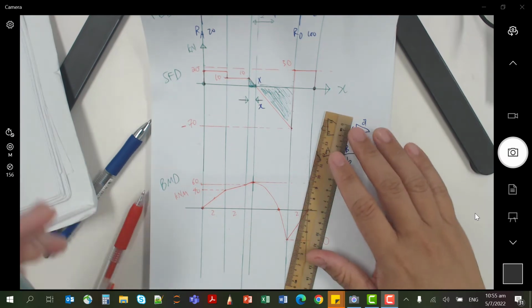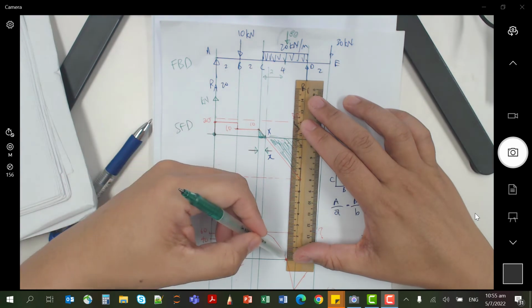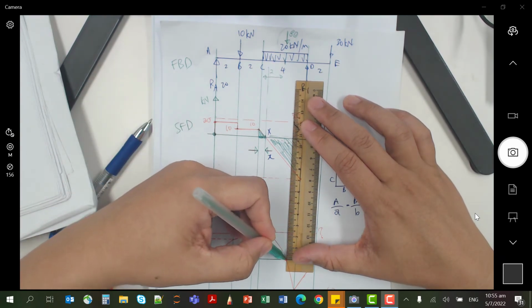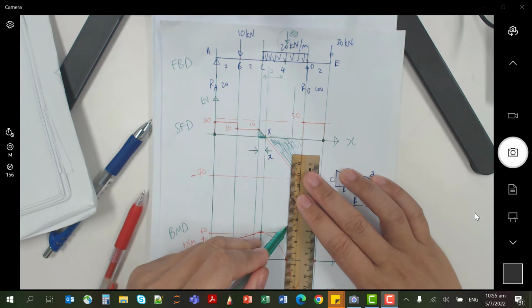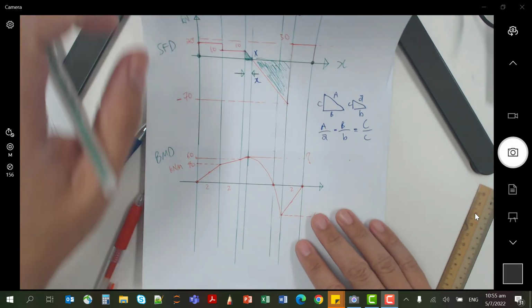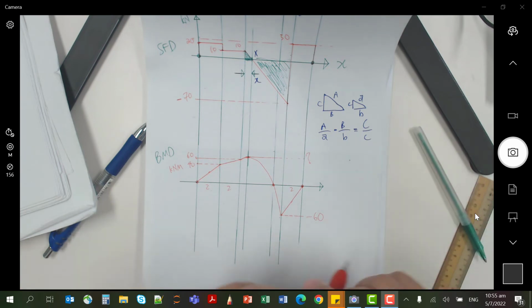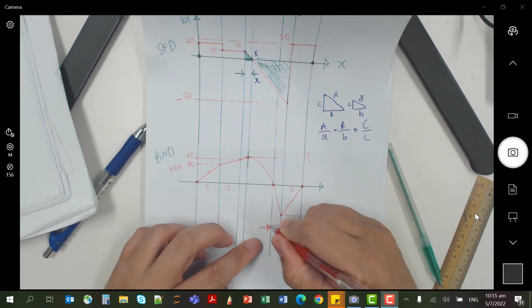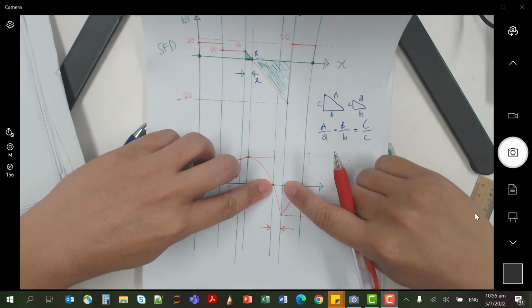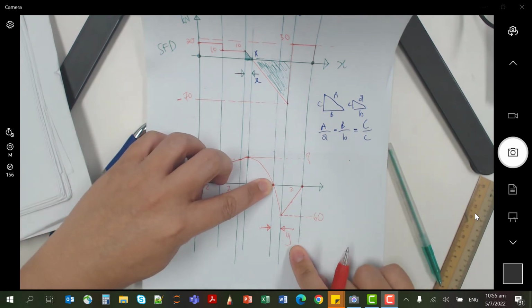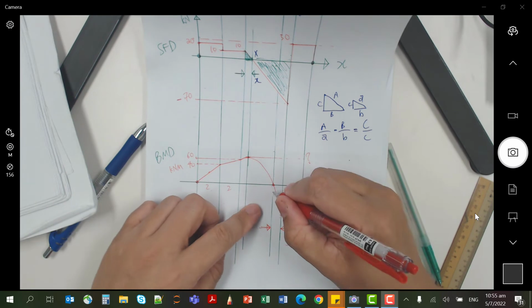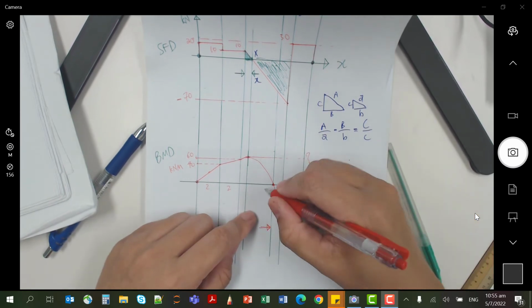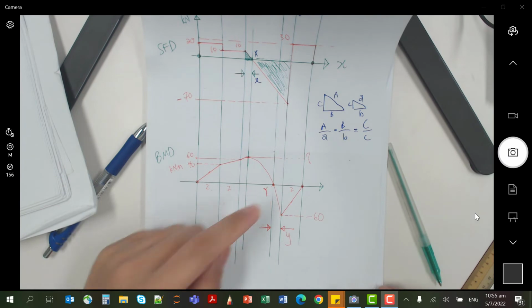So again, this is an important point. I'm going to draw something like this. Let's call this small distance here, small y. And in fact, I'll call this contraflexure point capital Y.